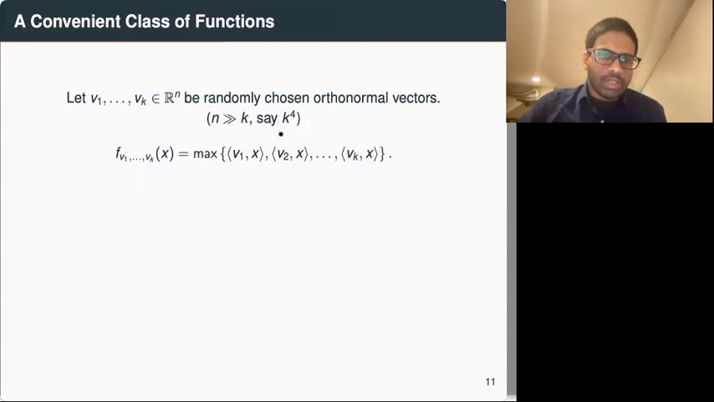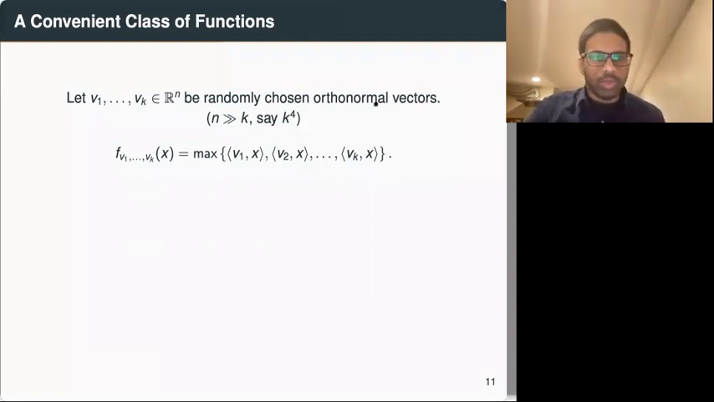And the function we're interested in, one important function, is this function, which is asking: in our new basis, among our first k coordinates, what is the maximum entry? So what is the maximum of v1 inner product x, v2 inner product x, and so on until vk inner product x?